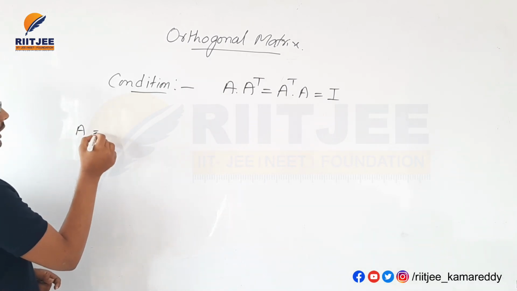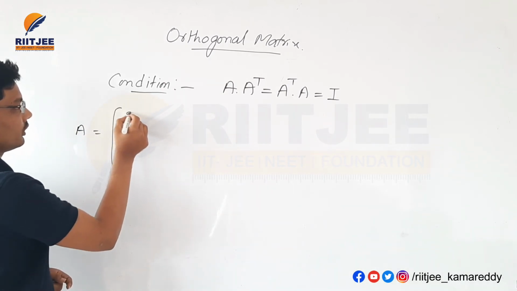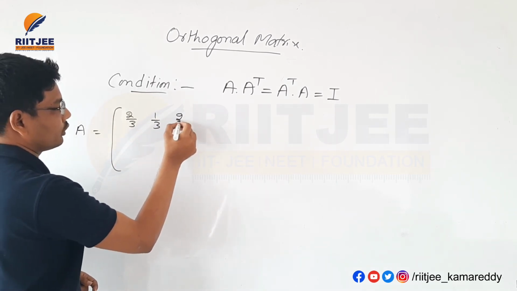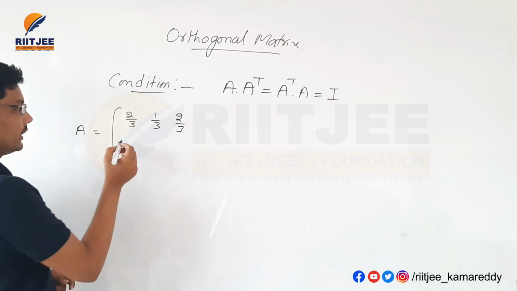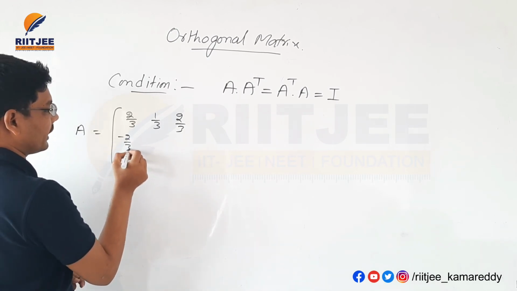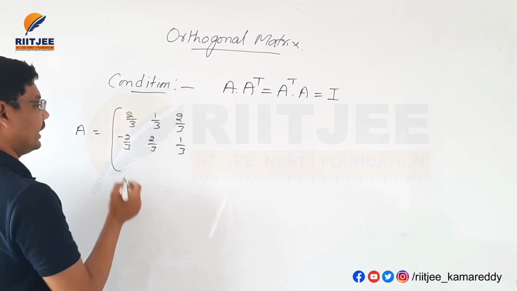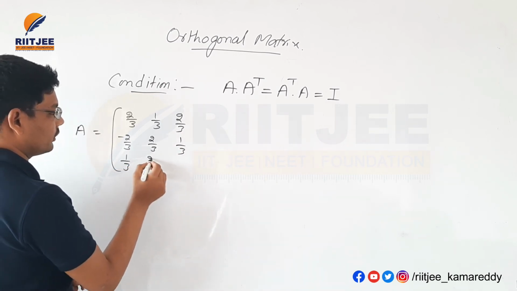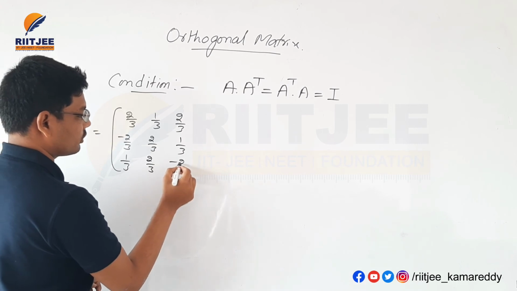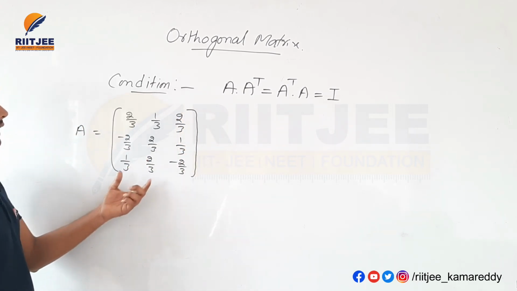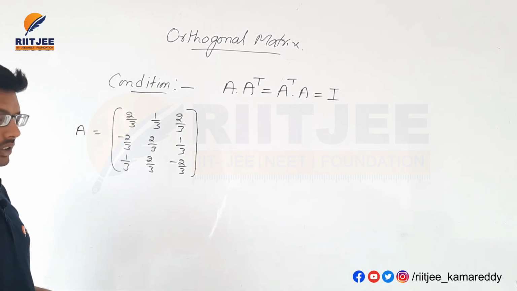A is equal to, I am taking, 2 by 3, 1 by 3, 2 by 3; minus 2 by 3, 2 by 3, 1 by 3; and 1 by 3, 2 by 3, minus 2 by 3. This is one of the matrices here. Here the elements are in fractions.